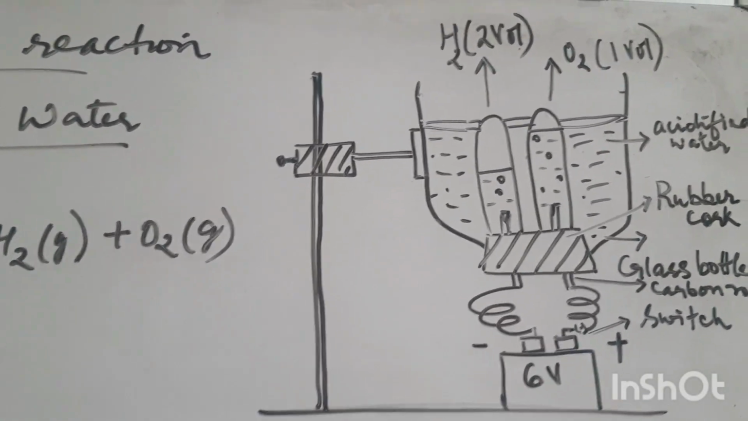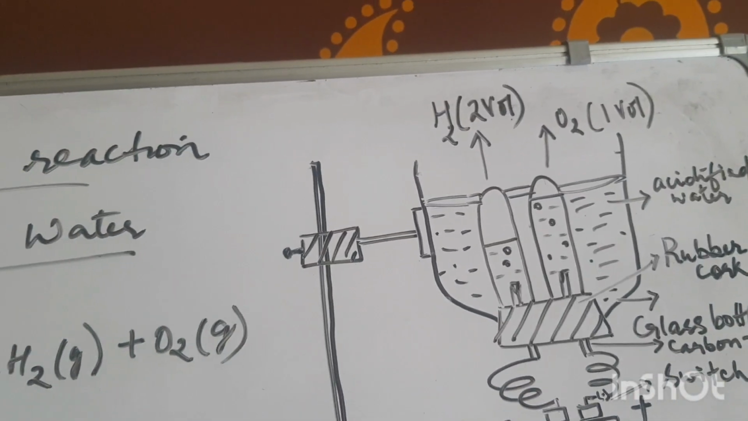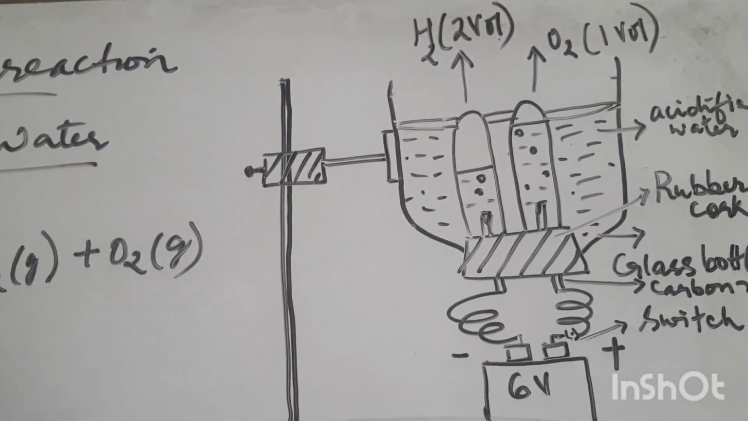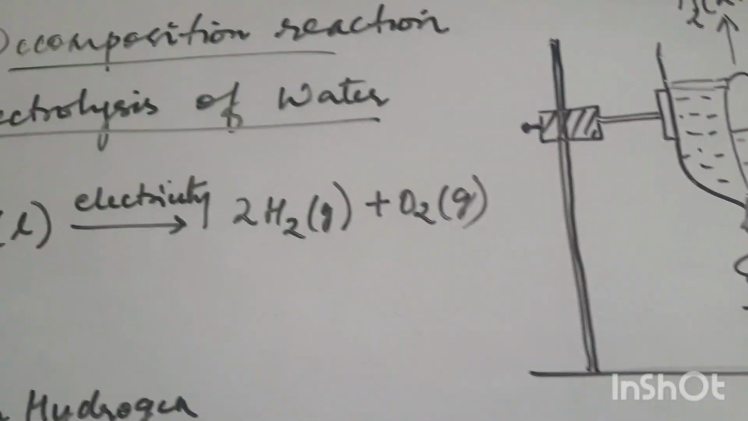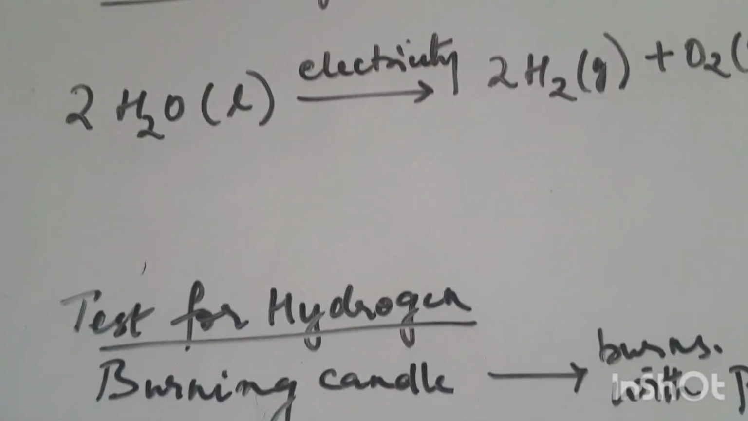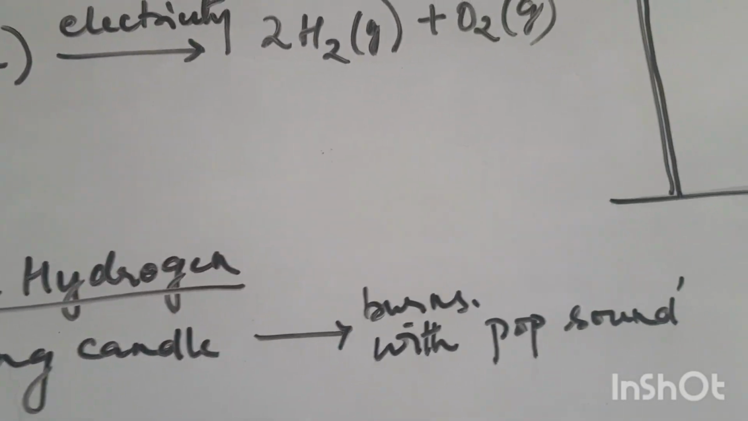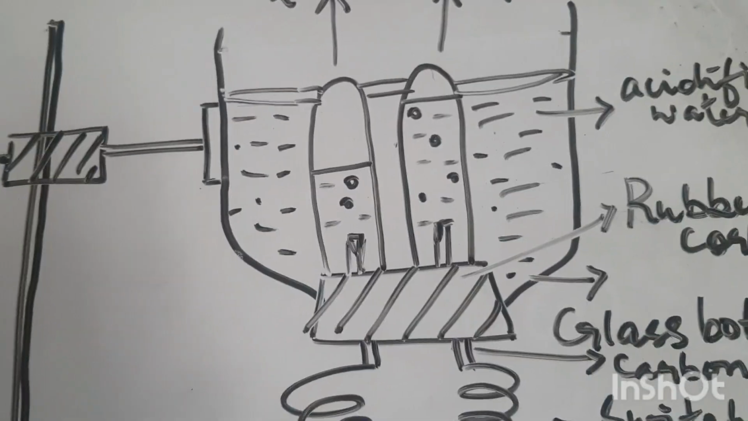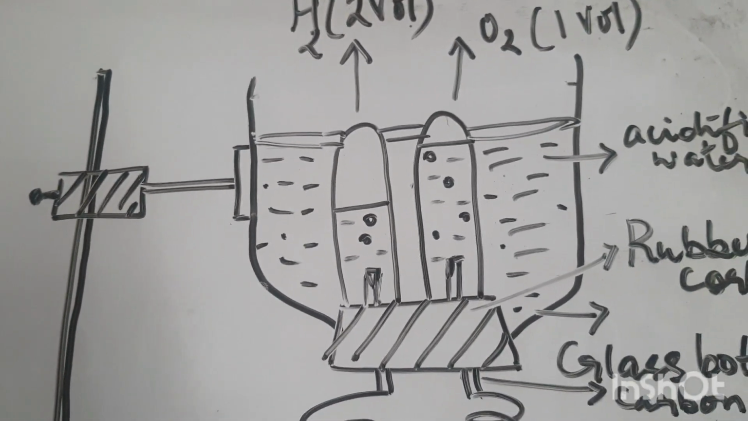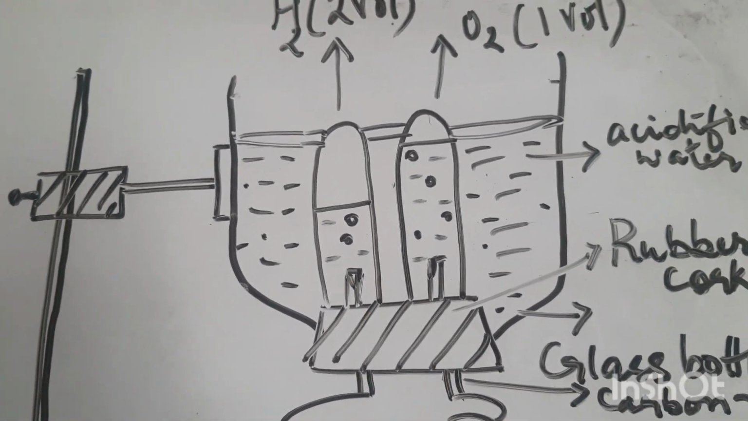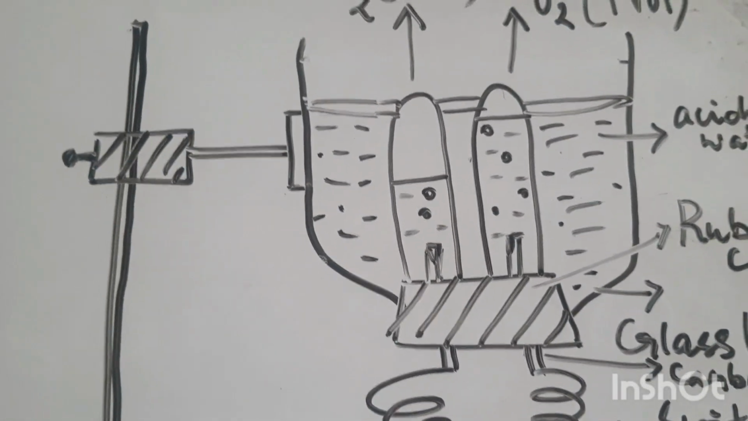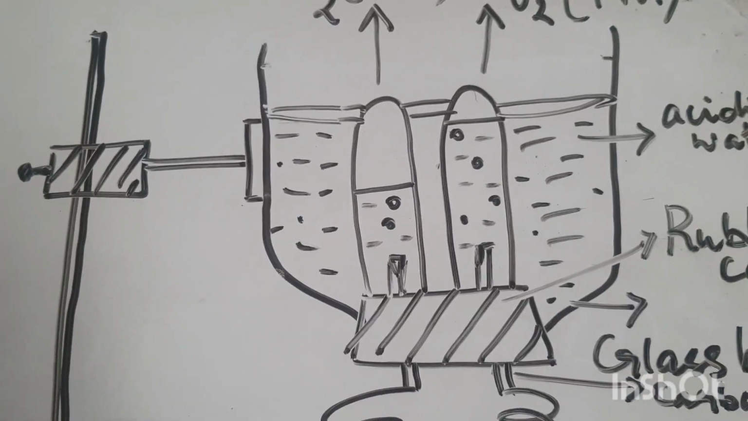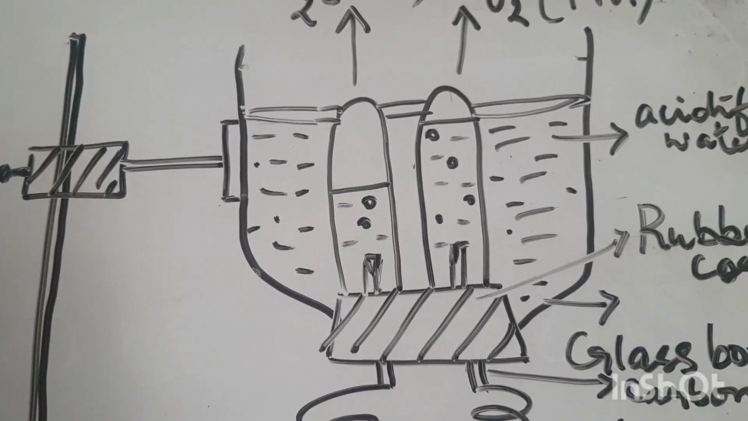So how will you check whether the gas collected in one test tube is hydrogen and the other is oxygen? What you have to do is bring a burning splinter, or a burning candle, near the mouth of both the test tubes. If it burns with a pop sound, that means it is hydrogen, and the other one will be oxygen.